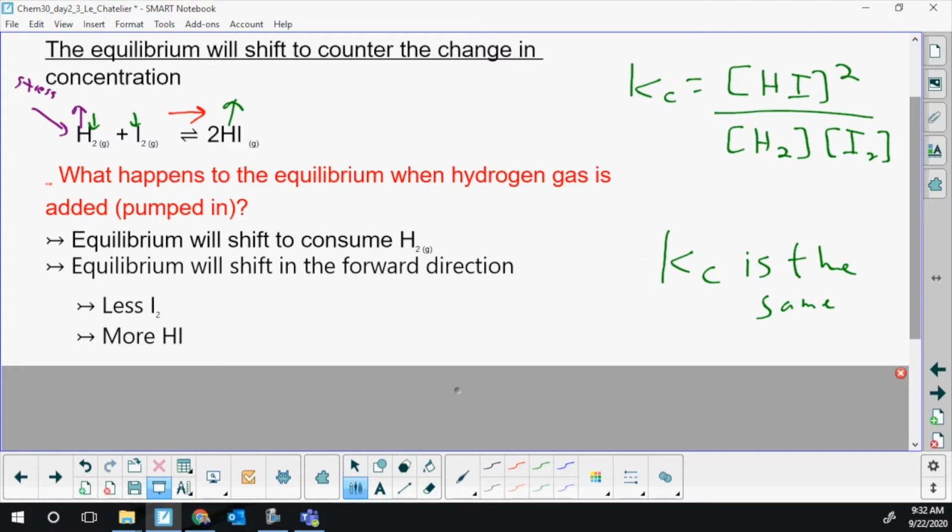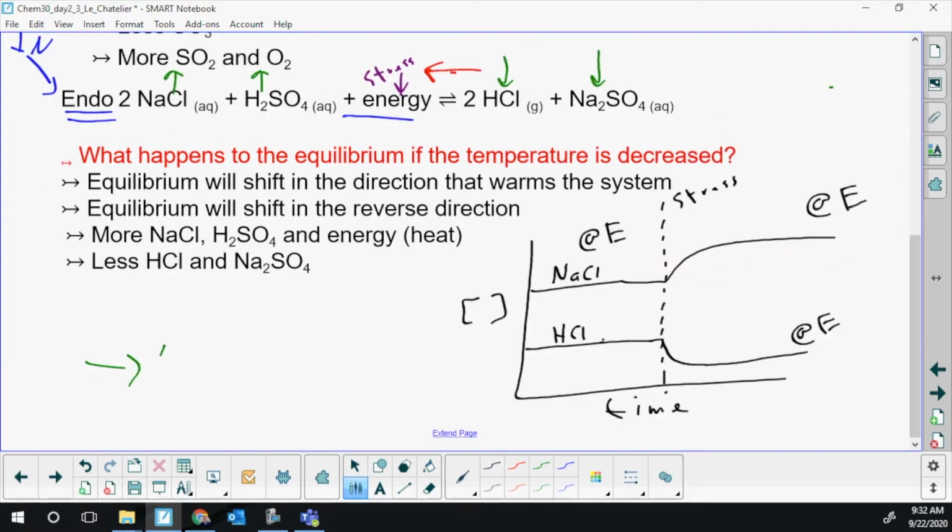Okay. You might think, well, this is going up and that's going down, so does it get bigger? Well, no. We added a whole bunch of this, and these two pieces shift anyway to get back to that same number.